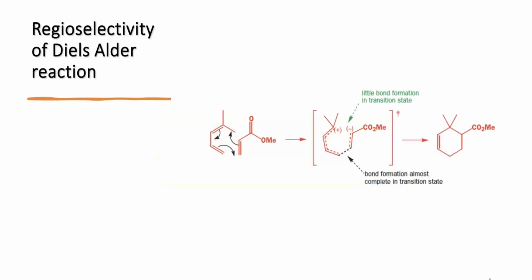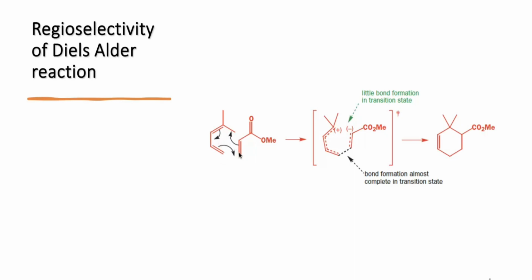Now if we consider both this unsymmetrical diene and this unsymmetrical dienophile reacting, we have seen that the orbital contribution at this carbon is greater, and for the diene the orbital contribution at this carbon is greater.